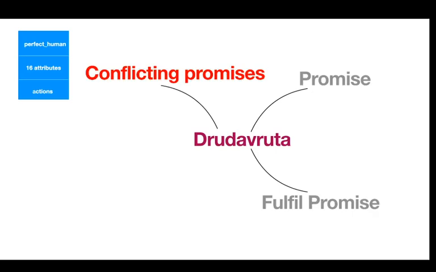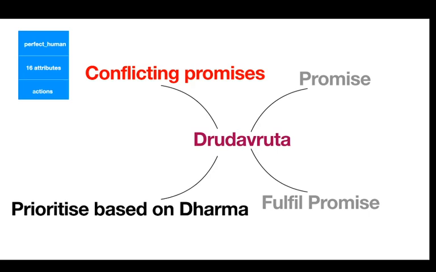The problem here is, what if you give promises to different people which are conflicting in nature? Then how do you resolve it? Because as a Dridhavrata, you have to fulfill your promise. Now the case is you have given multiple promises to people and they're conflicting with each other. Then how do we resolve? You have to resolve it on the principles of dharma. Prioritize the promises and fulfill those promises which are of the higher order. The person who can do this in a very pleasing manner is called Dridhavrata.